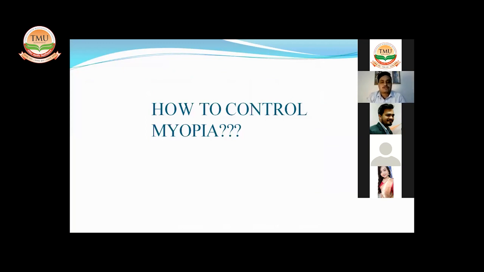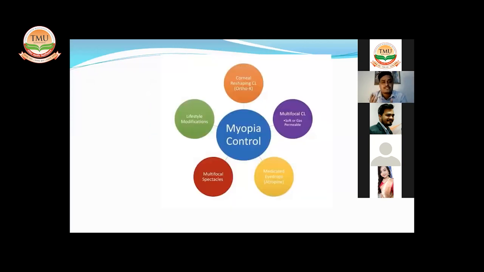Okay, so we have talked about the factors affecting myopia and the theories on its progression. Now the topic is how to control myopia. In myopia control, there are certain things that we need to understand. First is lifestyle modification. Then corneal reshaping, what we call CRT or ortho-K lenses; bifocal or progressive addition lenses in patients who are myopic with a lag of accommodation and esophoria; and medicated eye drops like atropine. Studies have been done on atropine to reduce or retard myopia.